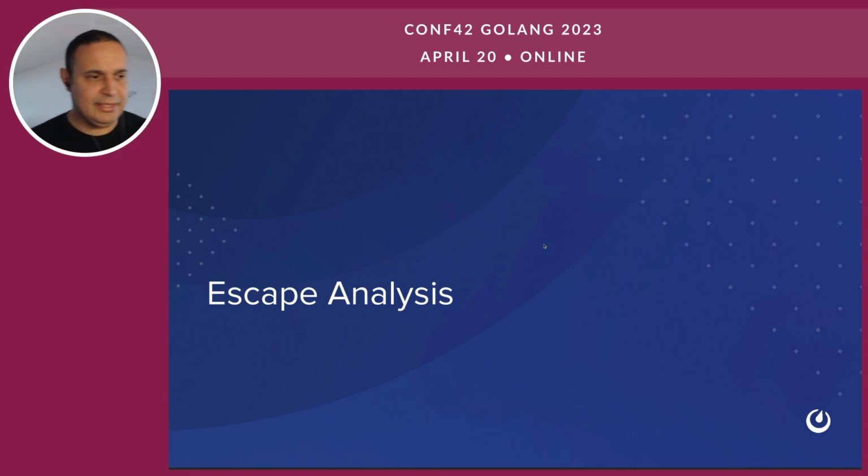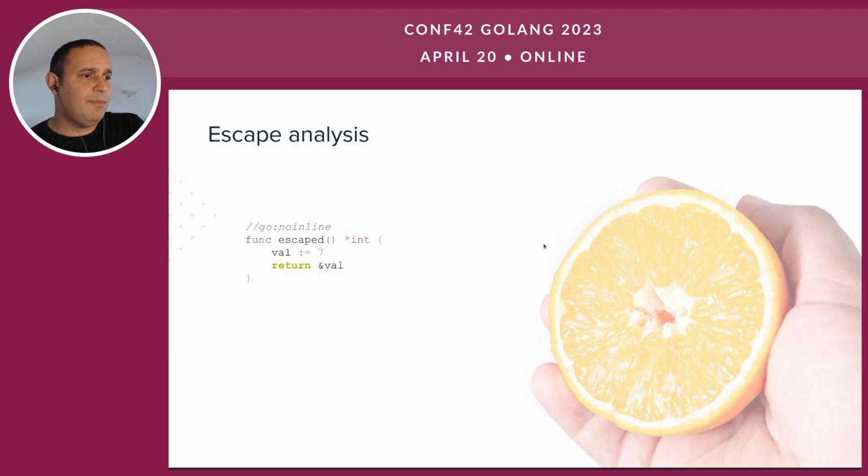Let's talk about escape analysis. Escape analysis is something that the compiler does to decide if something goes to the heap or to the stack. For example, in this case, this is not inlined. We have this value, and I return the pointer to the value. That is going to escape to the heap because I'm returning a pointer. So val cannot stay in the stack of the function, because I have to return it and it's going to be accessed from the outside. So I need to store it somewhere that is not the stack of the function, so it needs to go into the heap. For that reason, now we have one heap allocation there.